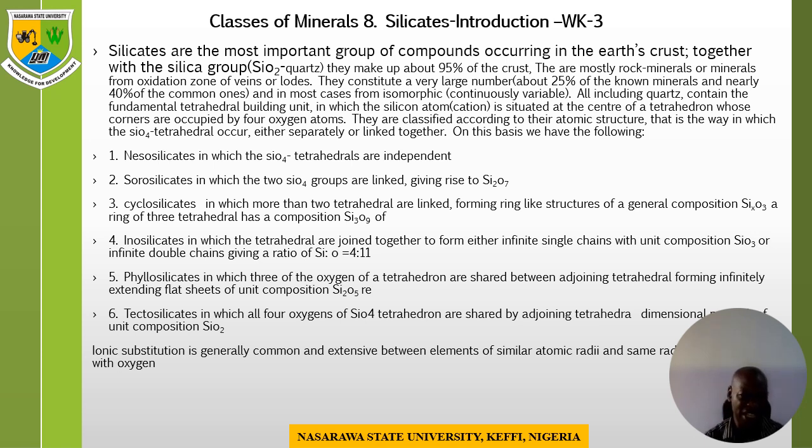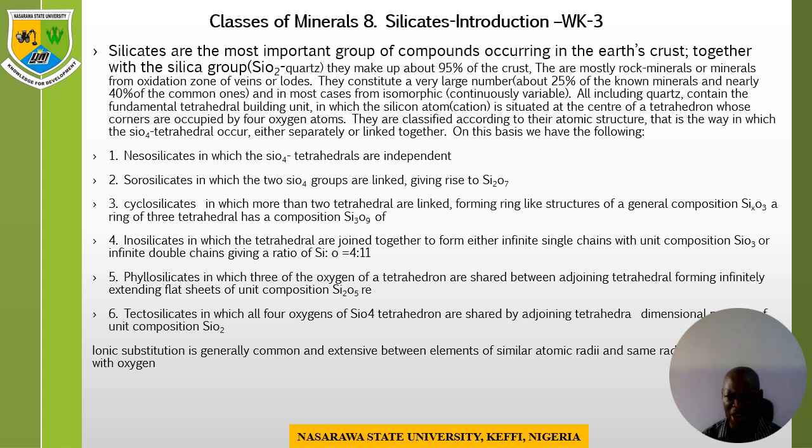Classification of minerals, silicates introduction, week 3. Silicates are the most important group of compounds occurring in the earth's crust. Together with the silica group, they make up 95% of the crust. They are mostly rock-forming minerals, or minerals from oxidized zones, veins or roots. They consist of a very large number, 25% of known minerals and nearly 40% of the common ones.